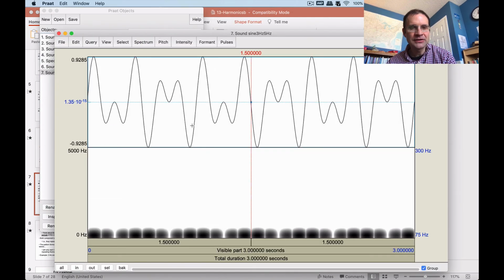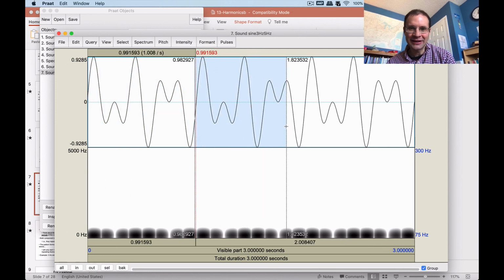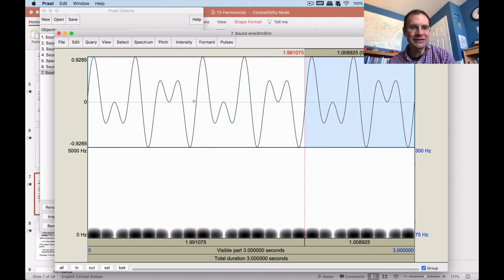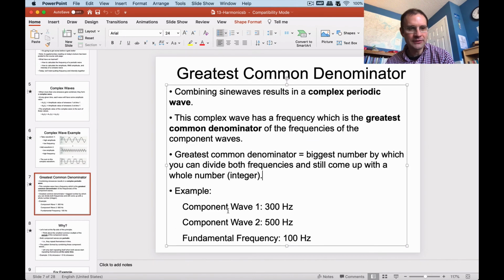And now you can see the pattern repeating itself. So it goes down and then goes up. This is one repetition of the pattern here. This is the second repetition of the pattern here, and this is the third, right? So I'm getting 3 repetitions in 3 seconds, and if I go from the beginning of one pattern to the next, I get a period of about 1 second. So 1 repetition in a second is a frequency of 1 hertz.